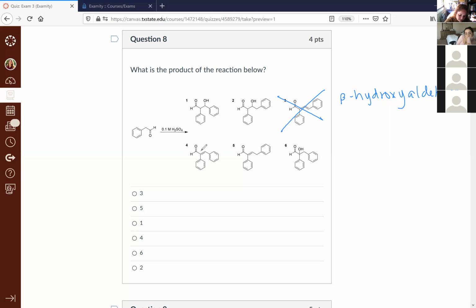Number 4 is an alpha beta unsaturated carbonyl. That could be a possible condensation product. Same with number 5, this is also alpha beta unsaturated. Number 6 is an alpha hydroxyaldehyde, which is not the product of an aldol addition. So now our options are narrowed to option 1 and 2.